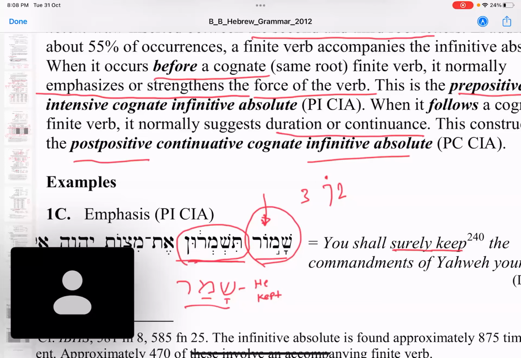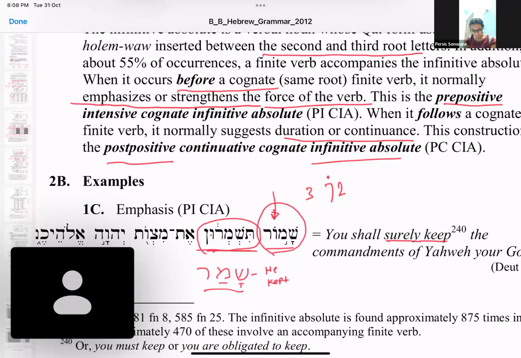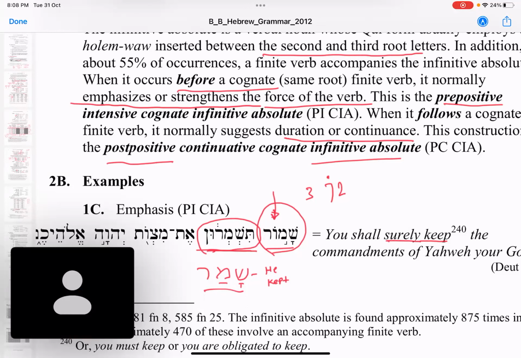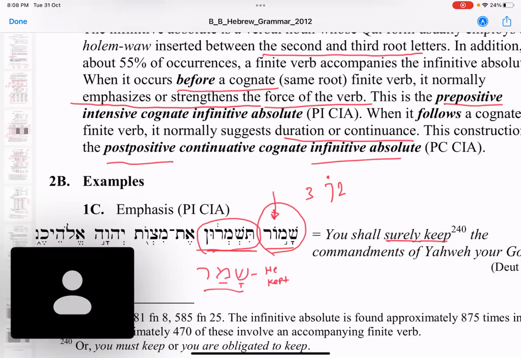PICIA. Everyone say after me: pre-positive, intensive, cognate, infinitive, absolute. Need to learn this by heart. Pre-positive, intensive, cognate, infinitive, absolute. PICIA. Pre-positive, intensive, cognate, infinitive, absolute.